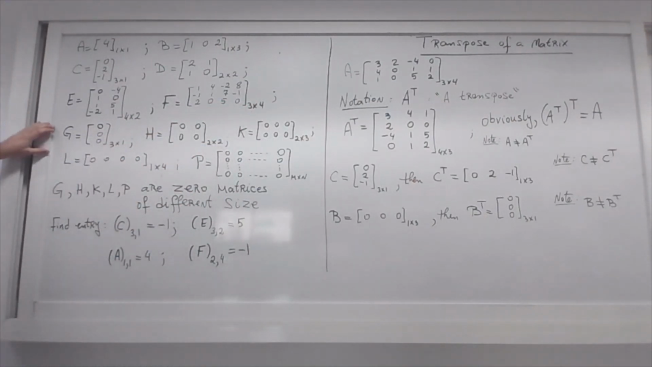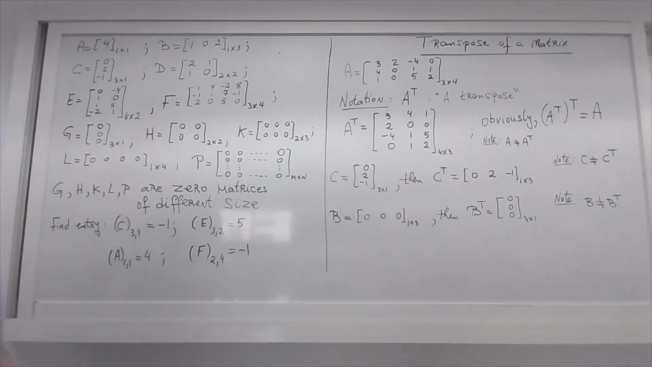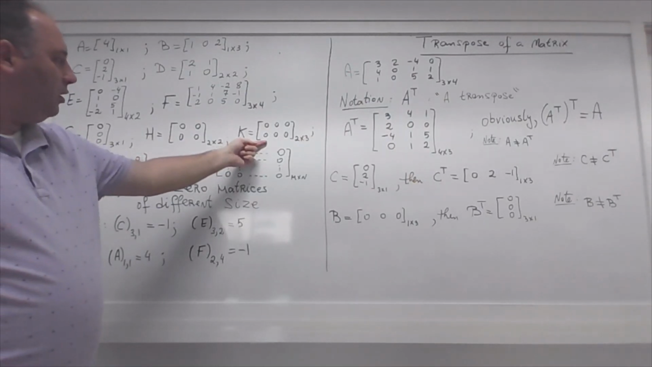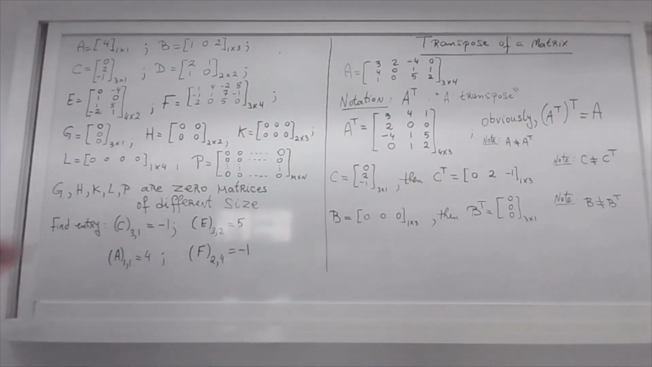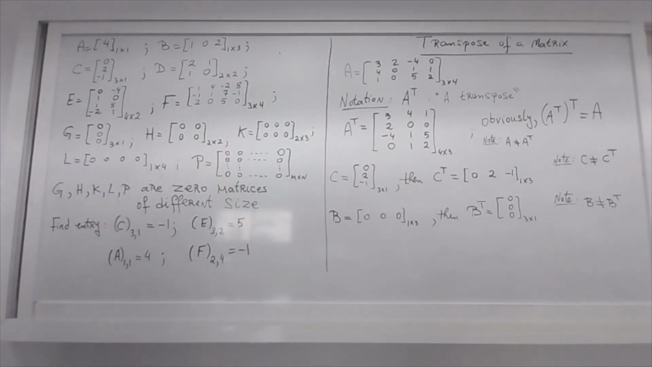And then I have a couple of very special matrices. In each case, the only entries are zeros. So here I have 3 by 1, so 3 rows, 1 column, all zeros. This matrix is called a zero matrix. Here I have a 2 by 2 matrix full of zeros. All entries are zeros. It's also called a zero matrix. Here, a 2 by 3 matrix, only zeros inside, is also called a zero matrix. A 1 by 4 matrix, only zeros inside, is also called a zero matrix. And any m by n matrix that has only zeros as entries is called a zero matrix.